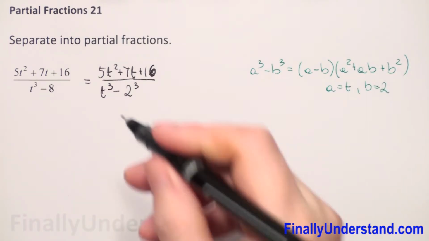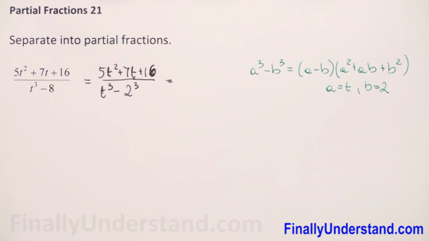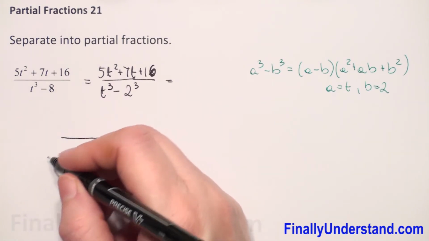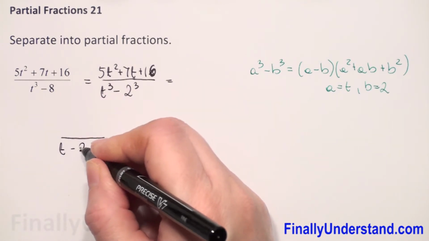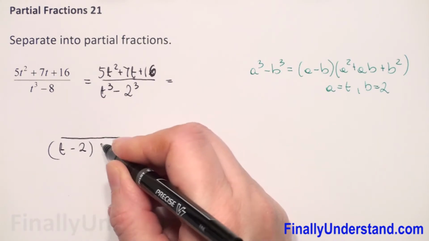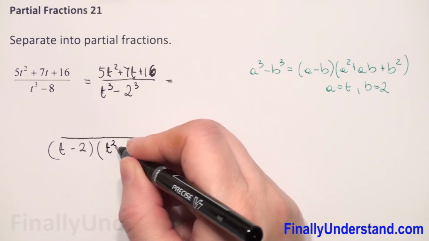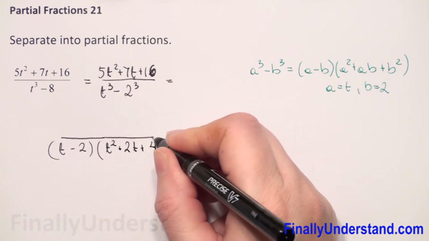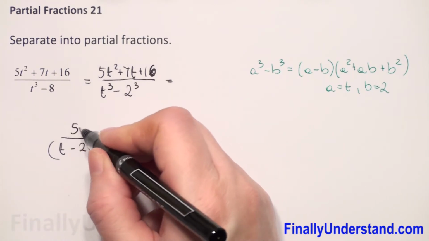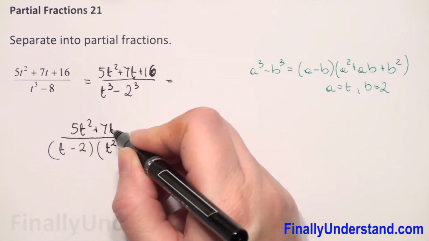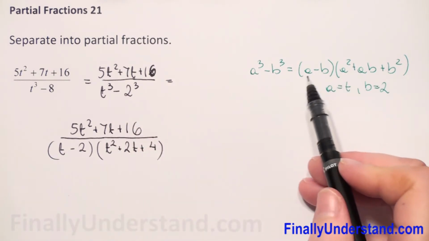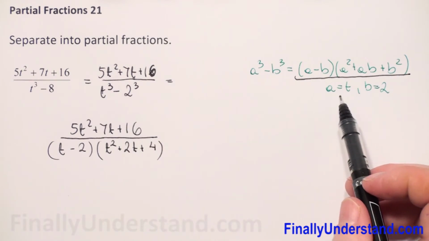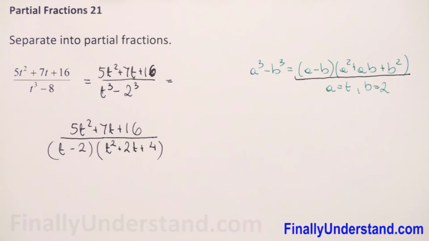So now we can rewrite our denominator as t minus 2 times t squared plus 2t plus 4. And the numerator we have to copy. I just substitute into this formula a by t and b by 2.